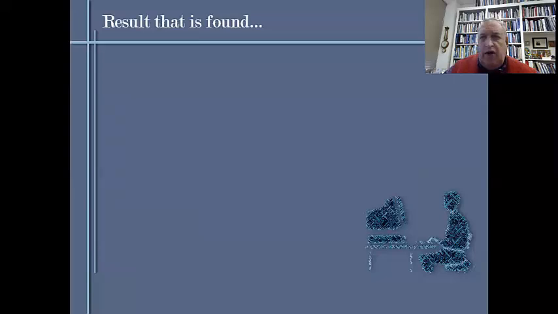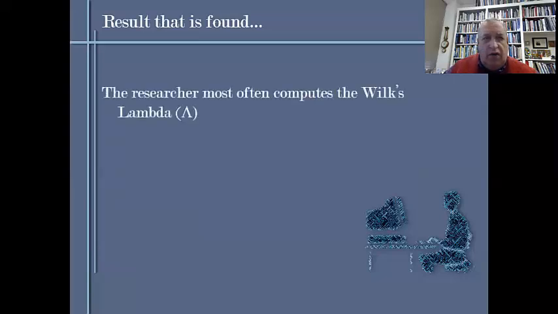Now, what do we do? What are the results that we're looking for? The researcher most often computes the Wilks' lambda, and that's the Greek letter there. And if you want to type this in anytime in your reports in Word, you go up to the font and come down to Symbol, and you will see that the Symbol font gives the Greek letters, and the lambda would be the capital L, and that will give you how to print that out.